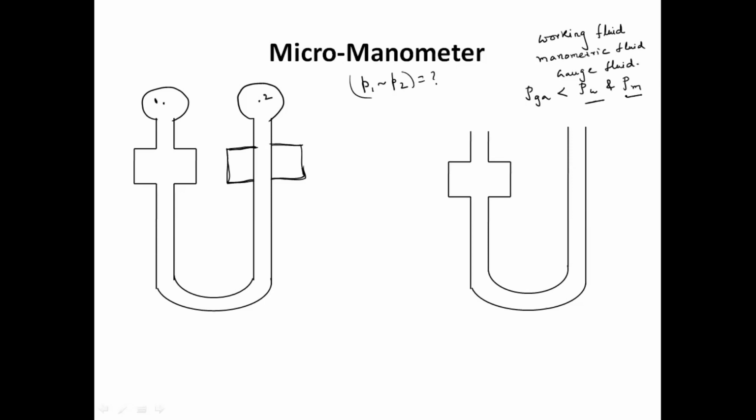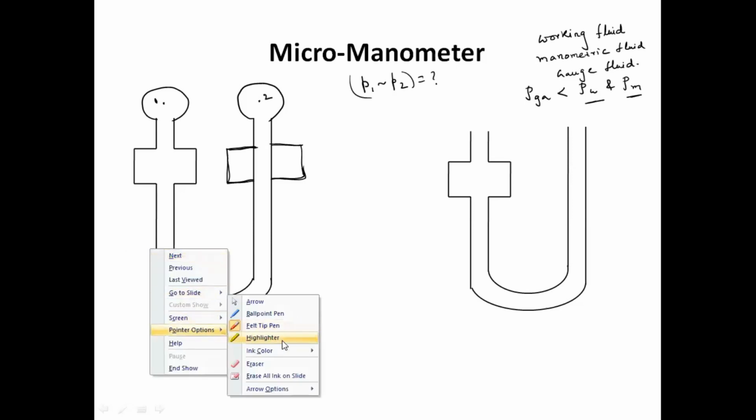Why are we using the gauge fluid? From the gauge fluid level difference, we are able to see how much difference will come. As the density is low, even a very low pressure difference will show up on a very high scale, so it is easy to measure. That is why we use the gauge fluid in addition to the other two fluids.